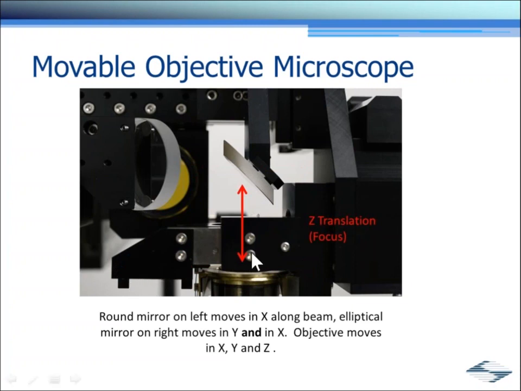Furthermore, the objective can be moved in relation to this mirror to give us Z translation, which is our focus. And if you imagine these arrows are intended to be in and out of the frame of reference here, so in and out of the screen, then these three components can all move back and forth together, which gives us our Y translation.